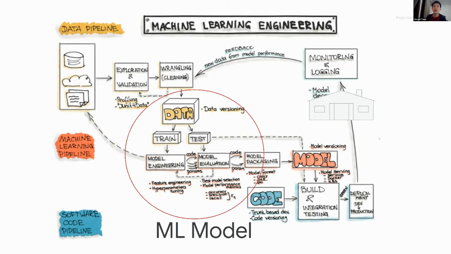Okay. Then of course, the second one is the ML model. So ML model engineering, model evaluation, and model packaging, it's all there, right? So by the end of the day, it will make sure that every time you want to rerun with a new set of data, it will just run everything. It will run hyperparameter tuning, it will run feature engineering and so on. Imagine, now we have AutoML, right?